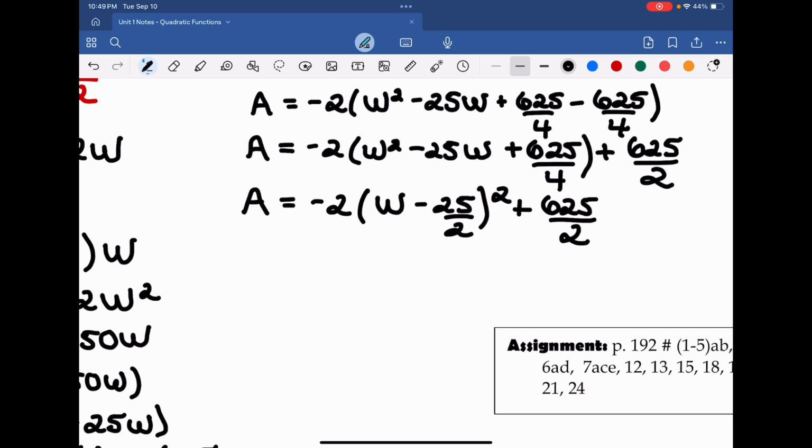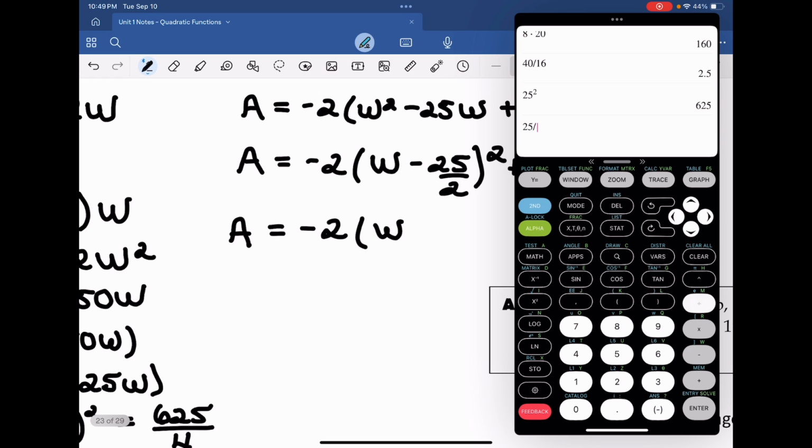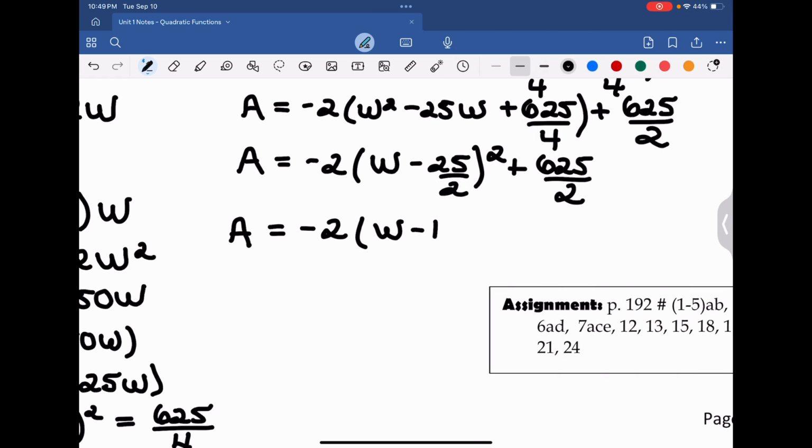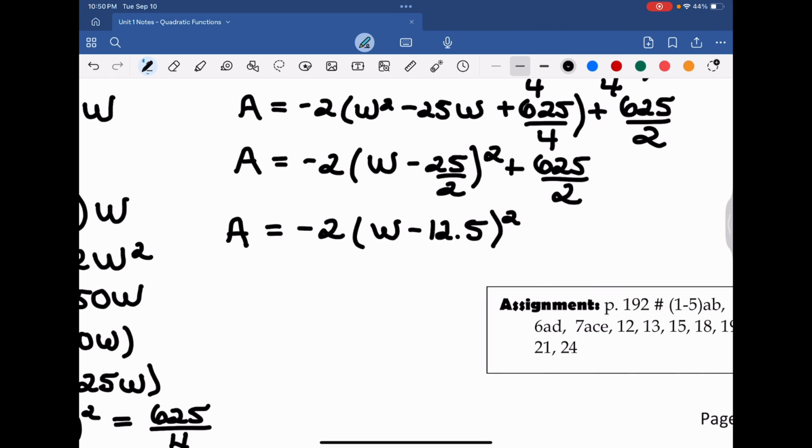Now I'm going to get some specific values for these. So instead of 25 over 2 and 625 over 2, let's plug these into our calculator. So area is equal to, and we're going to rewrite this using decimals. First and foremost, when we take 25 and divide it by 2, we get 12.5. So this becomes -12.5 all squared. And then 625 divided by 2 gives us 312.5.